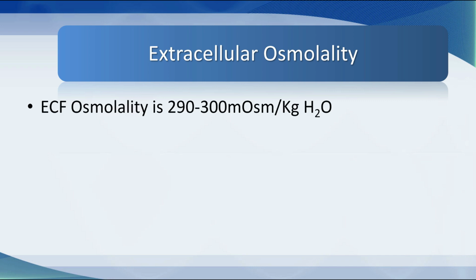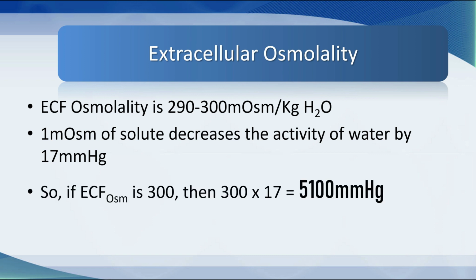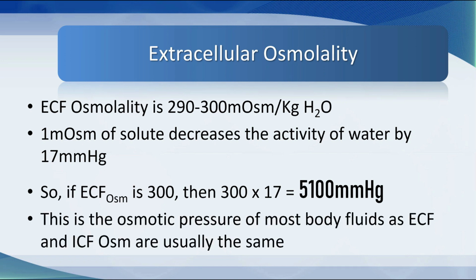Extracellular osmolality is between 290 and 300 milliosmoles per kilogram of water. 1 milliosmole of substance decreases the activity of water by 17 millimeters of mercury. So if the ECF osmolality is 300, then 300 times 17 is 5100 millimeters of mercury. This is the osmotic pressure of most body fluids, as extracellular and intracellular osmolality are usually the same.